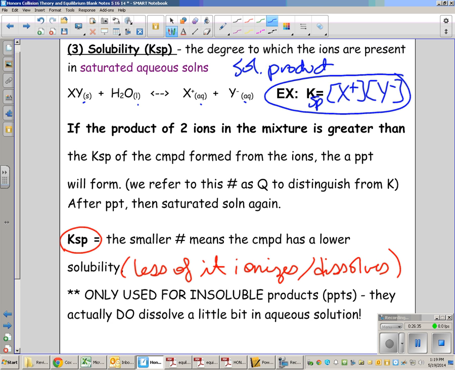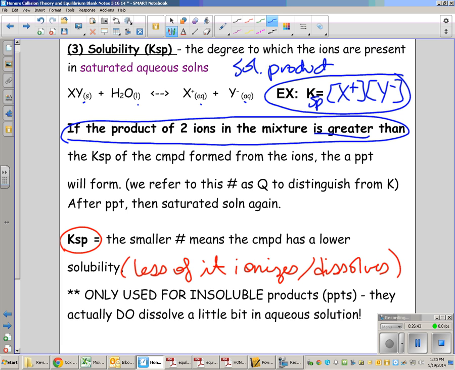So if the product of two ions is greater than the Ksp, I'm going to give this bolded thing here a name. The product of the two ions I'm going to call Q. So the rule is if Q is greater than the Ksp value, then there are too many ions in the solution, so they have to precipitate out. I'll tell you how to calculate Q. It's the same way we've been doing, but I just want to show you. So there will be a precipitate that forms. We refer to this number as Q.